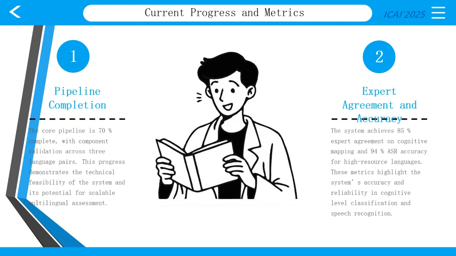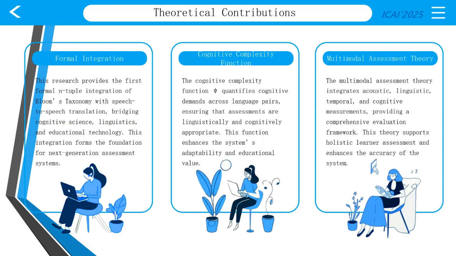We must say that we are at the beginning of this big project, I would say, but we already have some good results. We've got 70% of the core pipeline complete, and we have 85% expert agreement on cognitive mapping and 94% ASR accuracy for high resource languages. So these metrics highlight the system's accuracy. But I repeat, we have many things to develop and do and to be presented in future works.